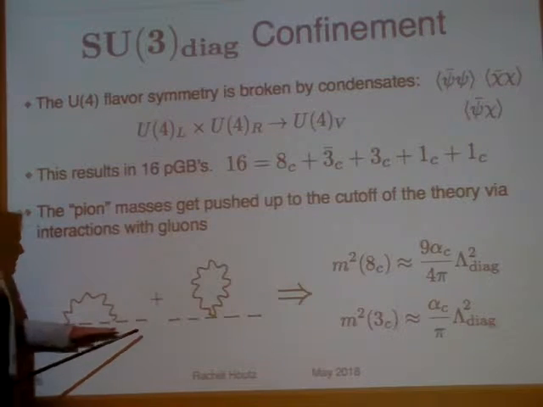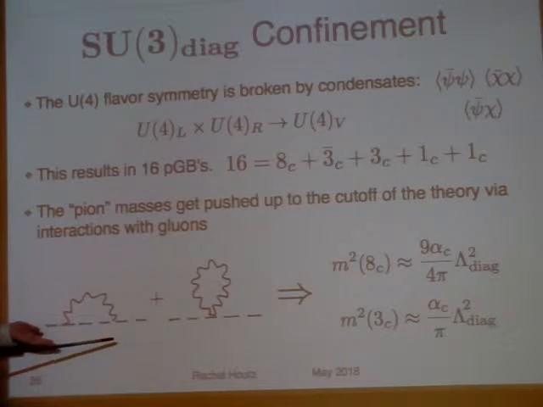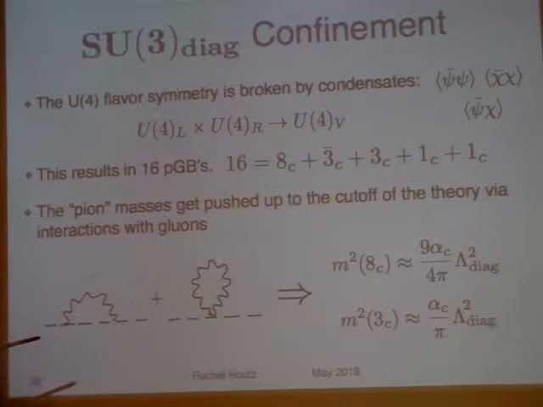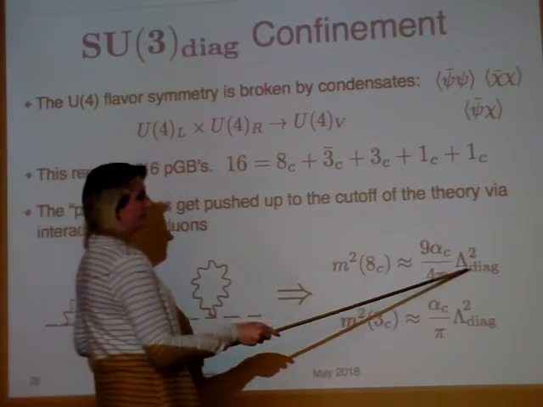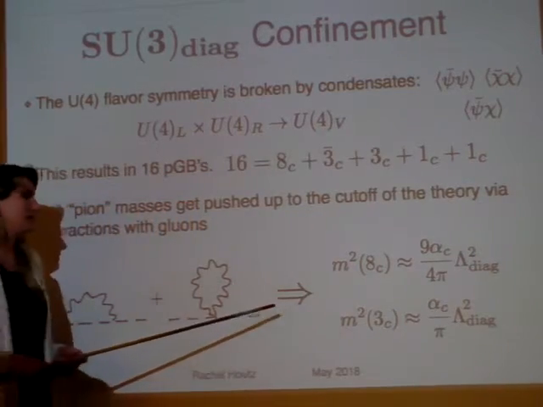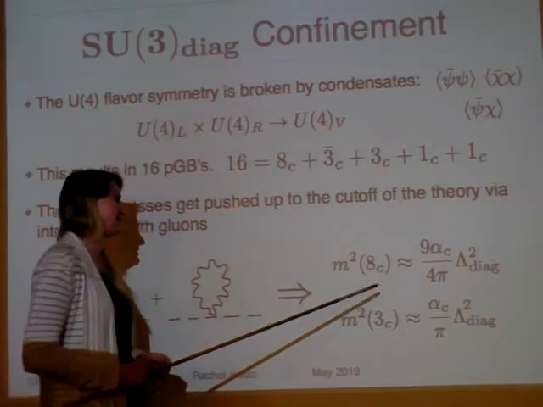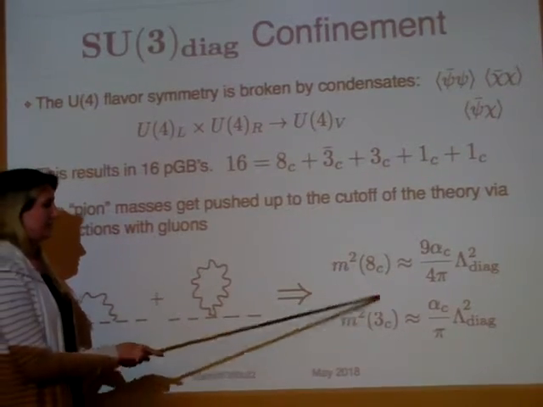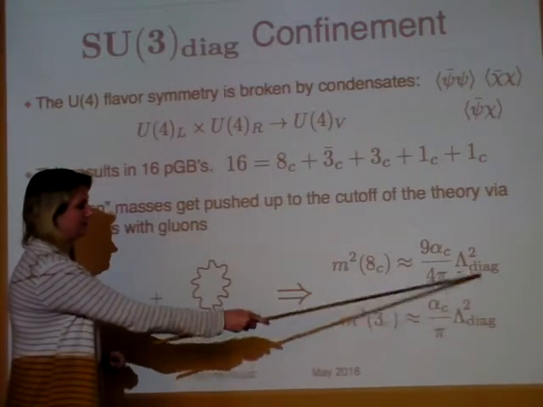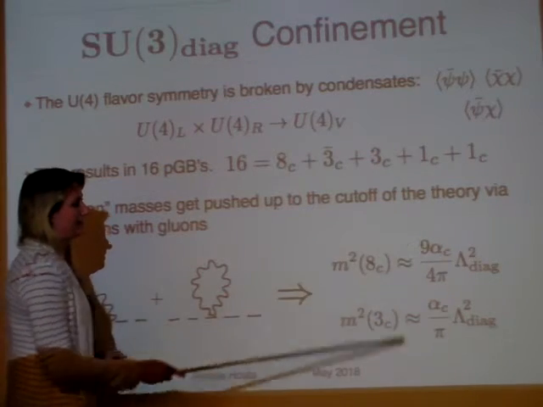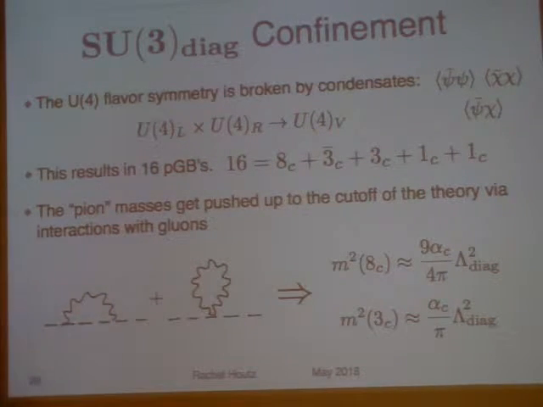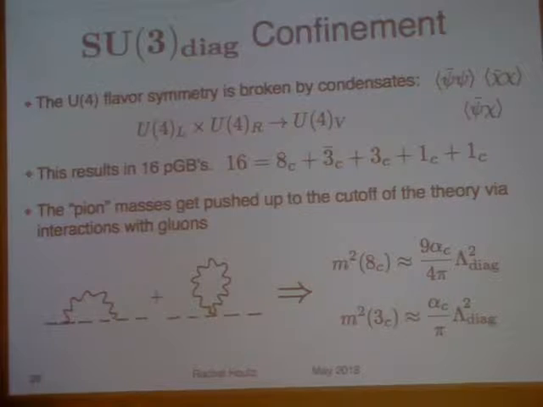So these diagrams push the mass of the colored pions up to the cutoff scale of the theory, which is the confinement scale of the diagonal. And it's that times the strength of the interaction times quadratic Casimirs. So the adjoint and the triplet are both pushed up to the cutoff scale of the theory, and they have different group theory factors in front of them. So you can calculate the mass of the pions that way.